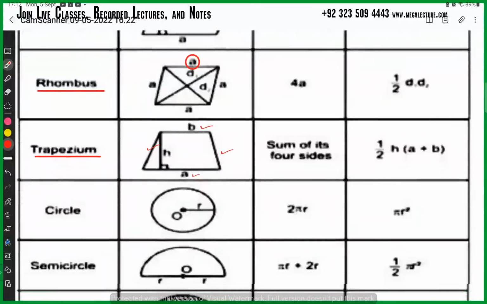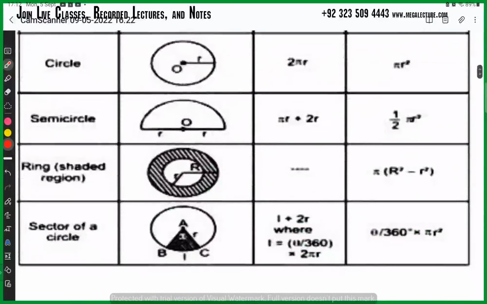But what if we have a circle? How are things going to be in case of a circle? In case of a circle, we have a formula and we use that formula. This is my circle, and this is basically the radius of the circle, right? You must have heard the word radius of a circle.